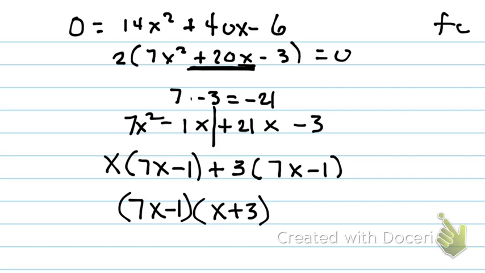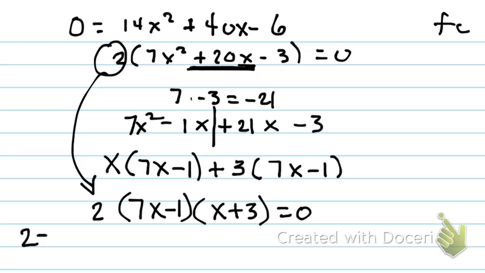X plus 3. But remember we had a GCF up there? So don't lose it. Still part of our factoring, right? Then we take each one of those and set it equal to what? 0. Well, 2 equals 0. It's garbage. I'm going to throw it out. Why? 2 doesn't equal 0, and it never will.